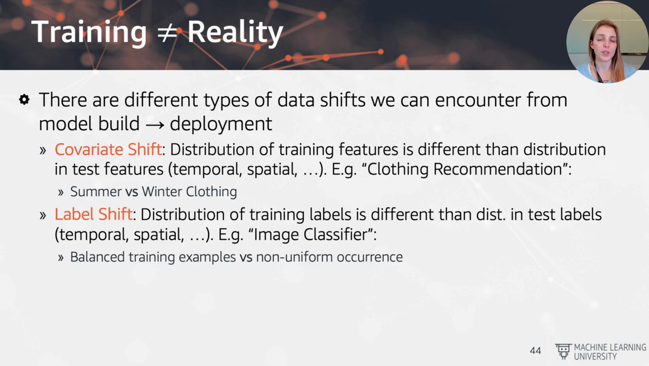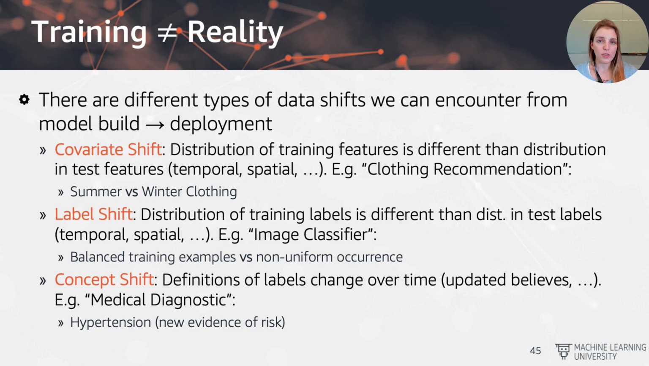But then when it comes to actually getting those images in a real world setting, the distribution might not follow that equal distribution that we used in training. So here the example is the image classifier, where we have balanced training examples, and then we could actually encounter non-uniform occurrences of different objects in the real world.